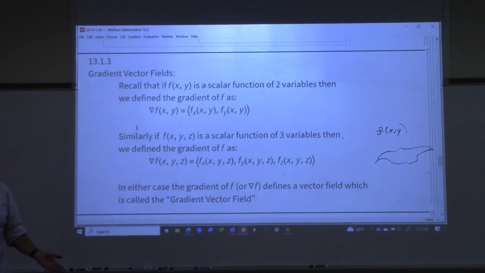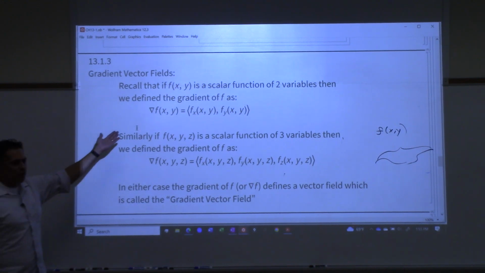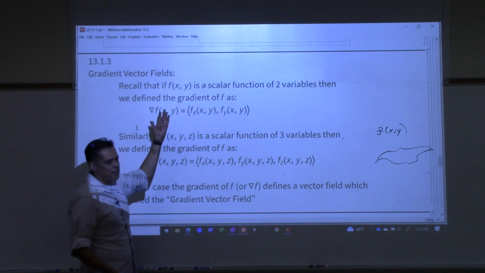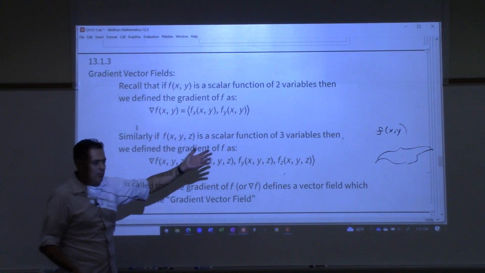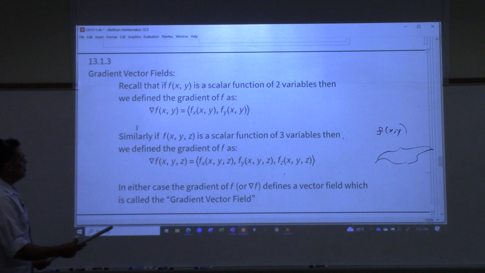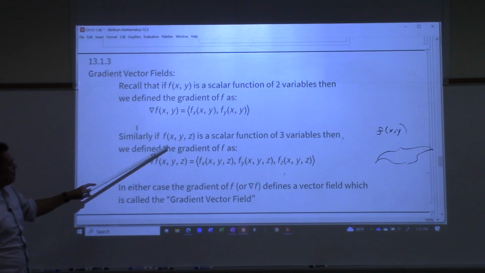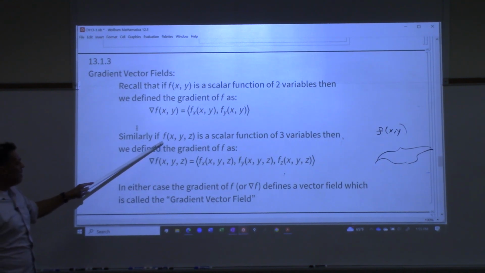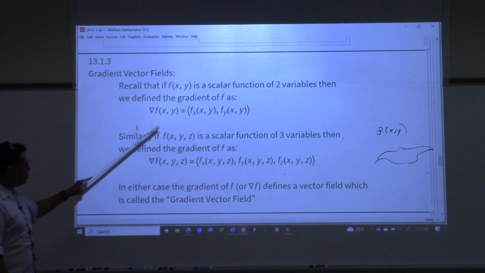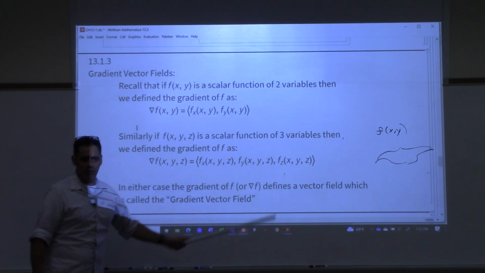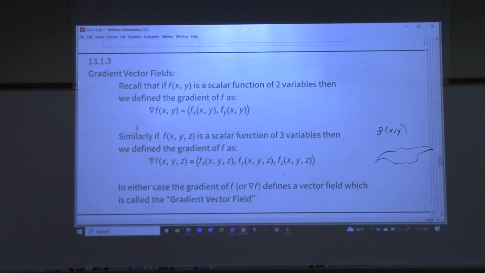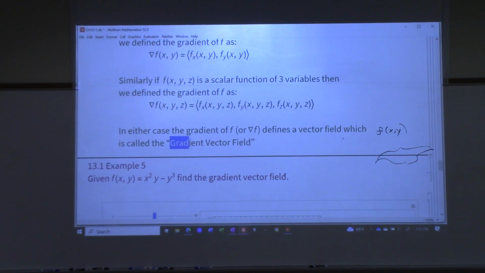Why not? The gradient creates a vector. It takes in a point, spits out a vector. So let's use it. We could do the same thing in three-dimensional space. If we have a scalar function of 3 variables, then we could do the gradient of that, and that would create a vector field as well. That vector field has a special name. Not a very tricky name, but it's called the gradient vector field.